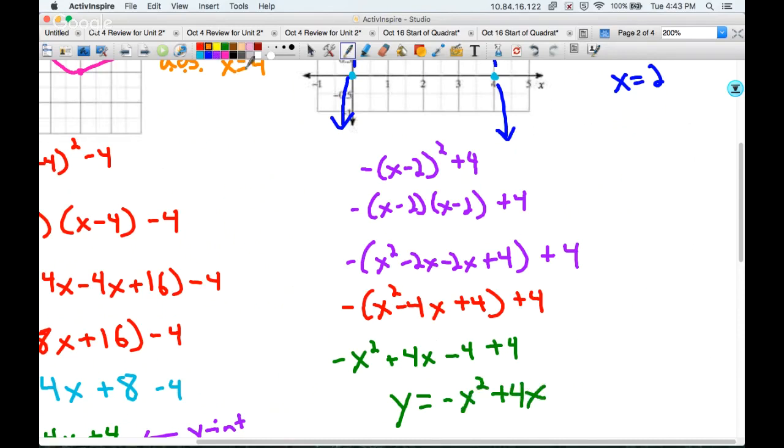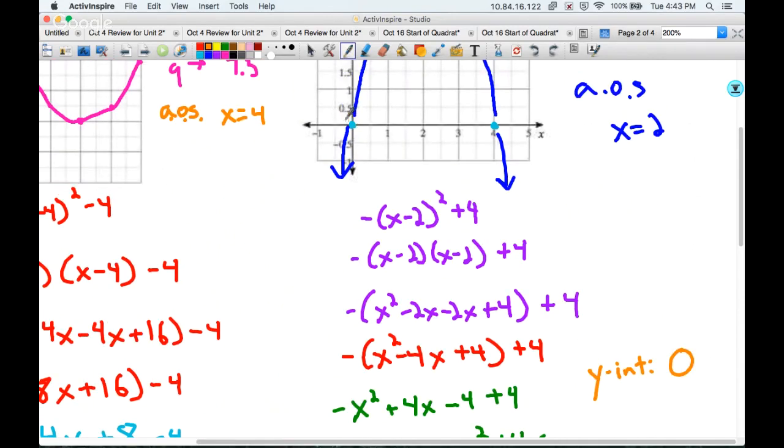The y-intercept in this case is 0. We can actually see that on the graph too. Right there, where we cross the y-axis is at 0, so this makes sense.